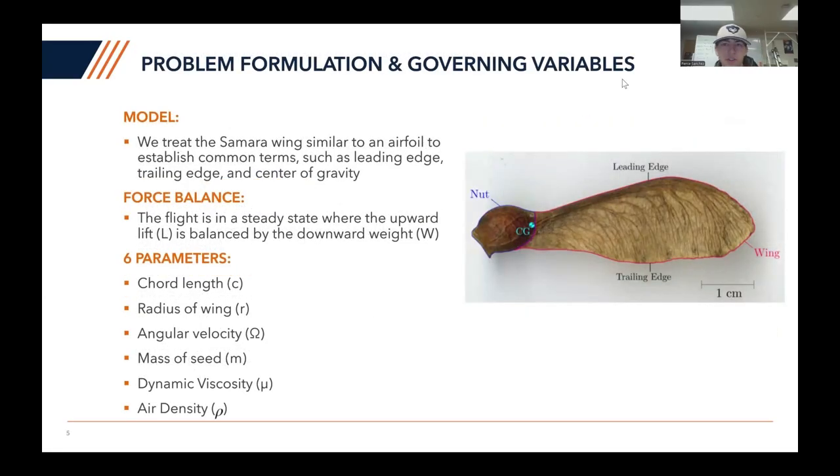So, the problem formulation and governing variables. To model this, we treat the Samara seed wing similar to an airfoil, and then we establish common terms such as leading edge, trailing edge, and center of gravity, as you can see in the picture. Then we create a force balance, and we assume that the flight is in a steady state where the upward lift is balanced by the downward weight. Our governing variables are these 6 parameters: the chord length, the radius of the wing, the angular velocity, the mass of the seed, the dynamic viscosity, and the air density.